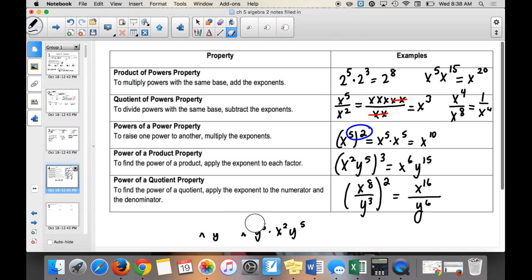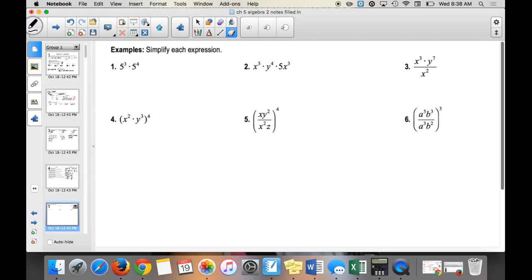All right, so let's practice. You have a couple examples, so go ahead and try them along with me. Make sure that you're getting these. So I have 5 to the 3 times 5 to the 4. Think about it in expanded form. I'd have 5 times 5 times 5, and then another 5 times 5 times 5 times 5. So how many 5s do we have? 7, exactly. So we have 5 to the 7.